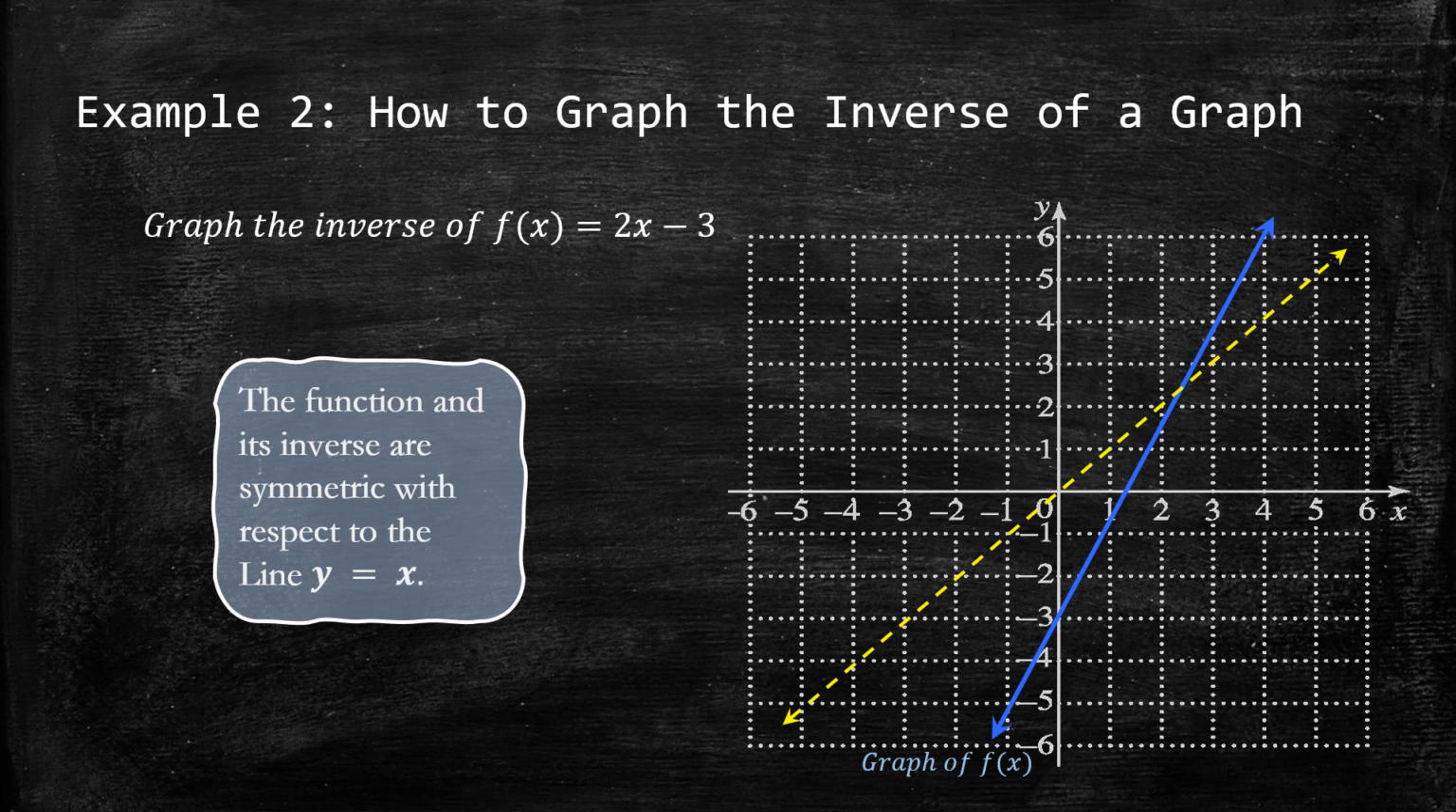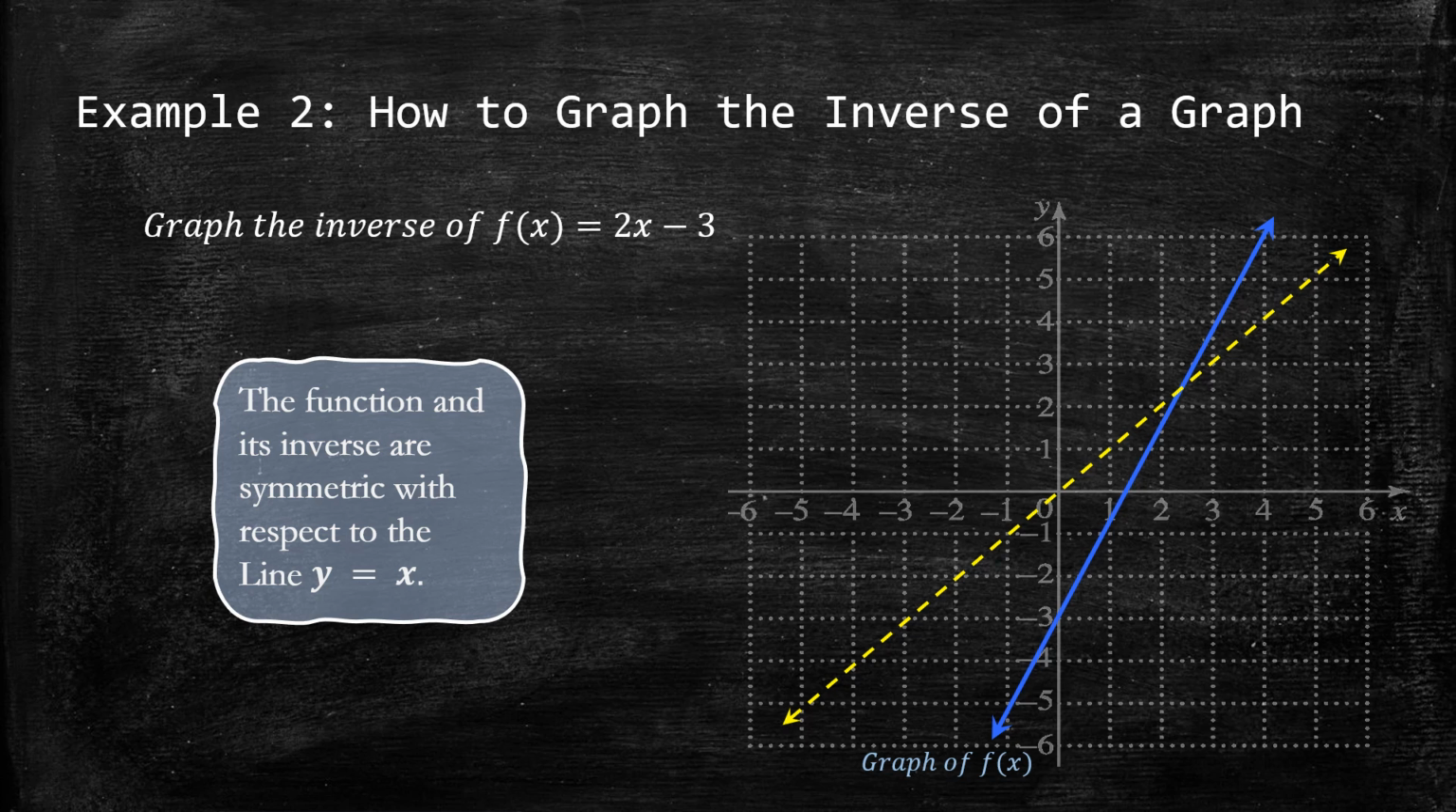Now we're going to take 2 points. You can take any 2 points you want, but I took the y-intercept. Now switch the coordinates. That's -3, 0. And I took another point, which is 1, -1. Switch the coordinates. That's -1, 1. This is a linear function, so the inverse is also going to be a linear function, so we only need 2 points. And the orange line is the graph of the inverse.